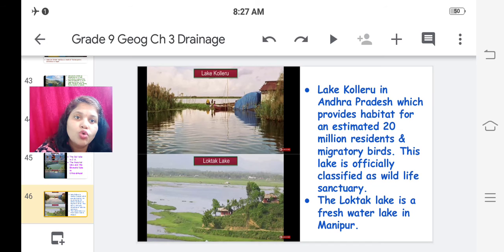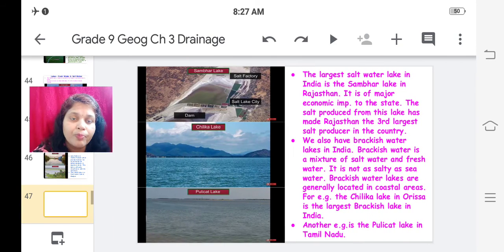Another lake is Loktak Lake. The Loktak Lake is a freshwater lake in Manipur. Where is it? It is in Manipur. Now let us move towards the saltwater lakes and brackish lakes. Sambar Lake in Rajasthan is the largest saltwater lake in India.